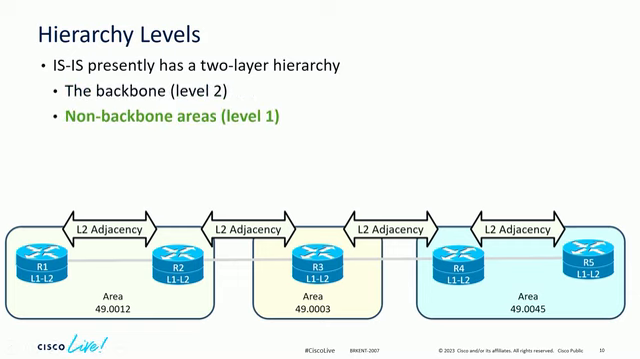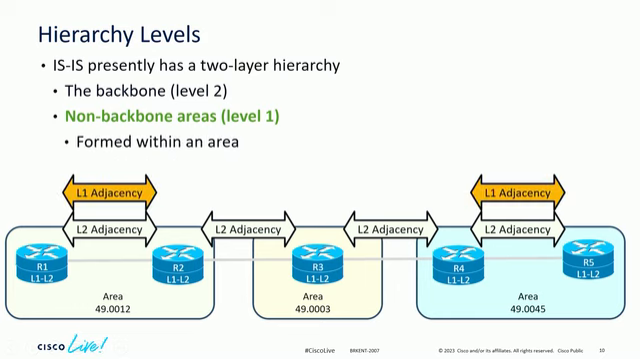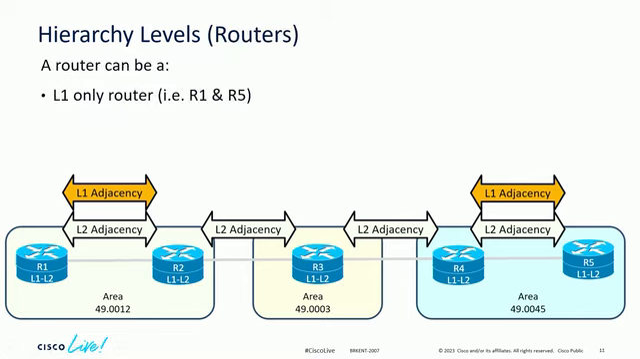Now, with that being said, we're gonna get into our level 1, which is the non-backbone areas. Those are going to form only between routers that are L1 of the same area type. So that's how we get our L1 adjacency, all right? So that's the basic topology with that. Good with this so far? All right. We're gonna keep rocking.